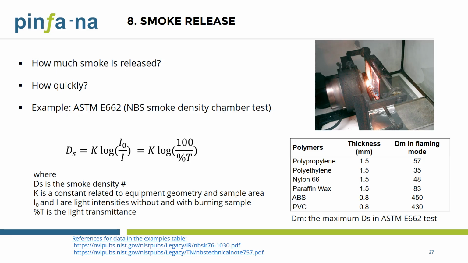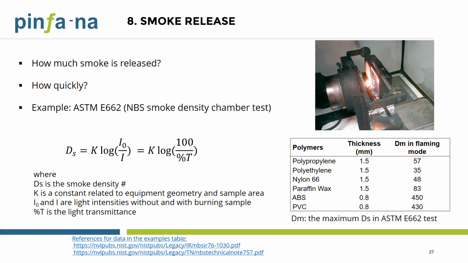The ASTM E662 test, also referred to as the NBS smoke density chamber test, is such an example. It is also the most commonly used test in the US for smoke release measurement. Other fire tests such as the cone calorimeter test and the ASTM E84 test also measure the light obscuration effect of fire smoke, but the results there are calculated differently from those in the ASTM E662 test.